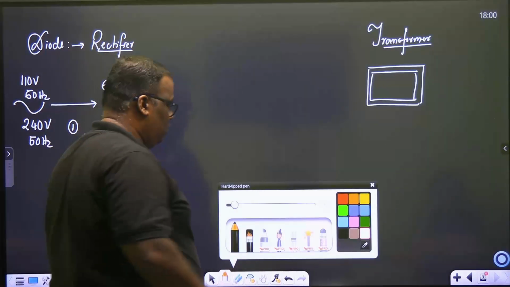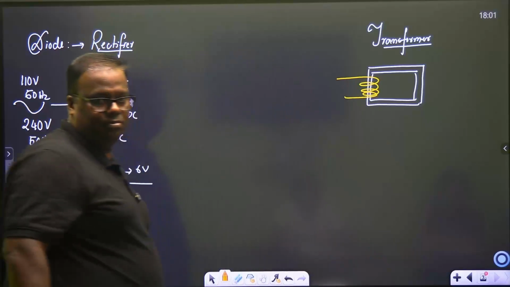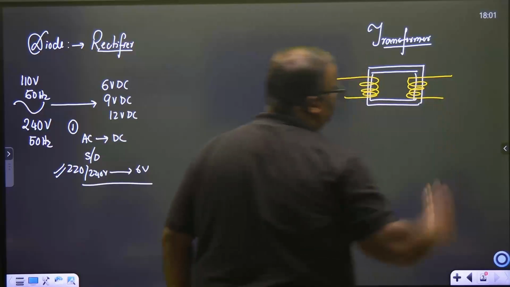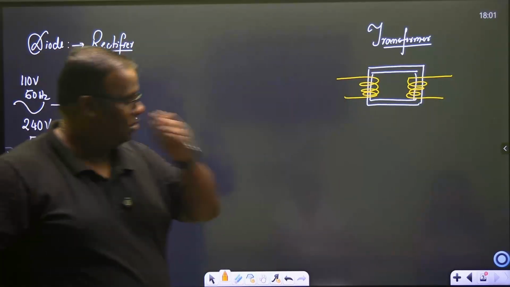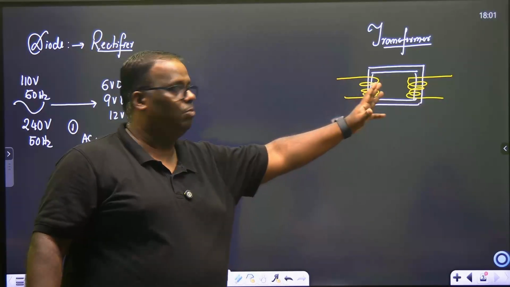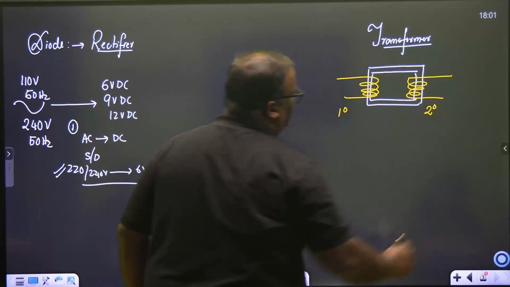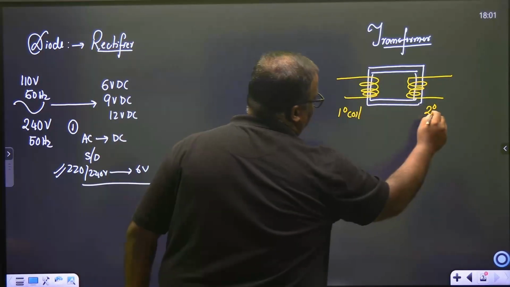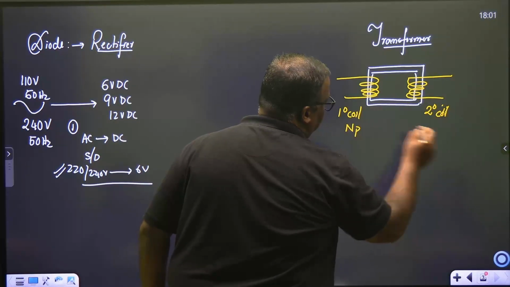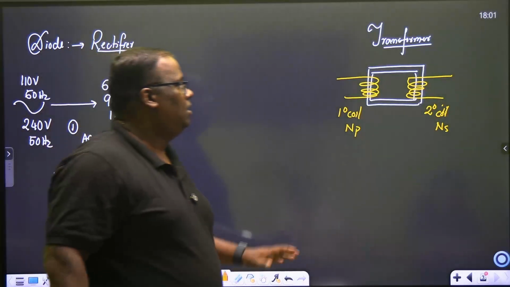In this, we will have two types of windings. One winding here, and on this side we will have another winding. Insulated copper wire, just like what you studied in grade 10. This side will be known as my primary, this side will be known as my secondary. This is my primary coil and this will be known as my secondary coil. There will be some number of turns, so NP is the number of primary turns and NS is the number of secondary turns that we will give.